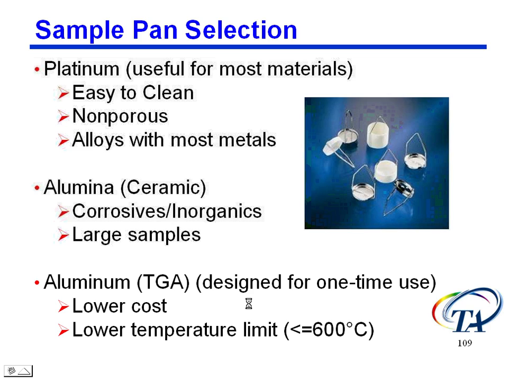There are aluminum pans designed for one-time use. Now these look similar to the platinum pans. They're lower cost and have lower temperature limits. Now what happens if you put an aluminum pan on the TGA and you forget to switch it and you run it up to 1,000 degrees? The aluminum is going to melt and it's going to drop off the bale into the bottom of the furnace. So you want to keep those separate.